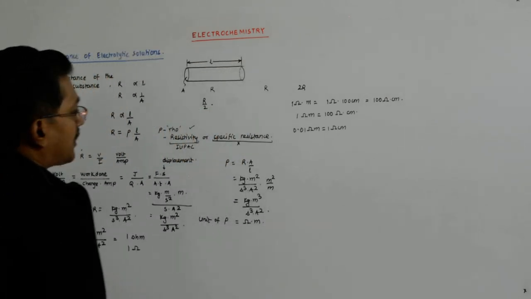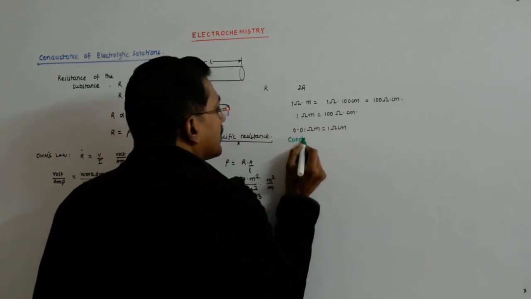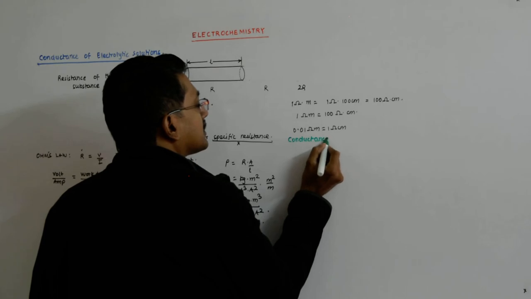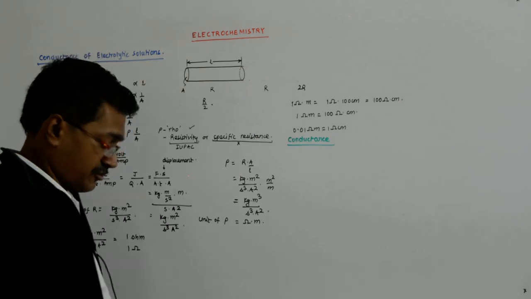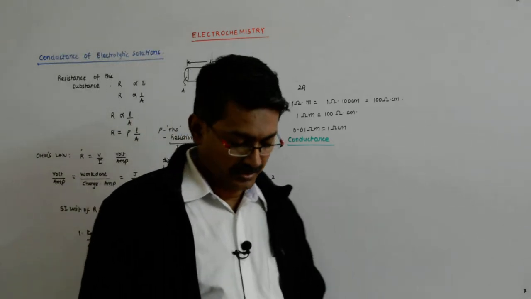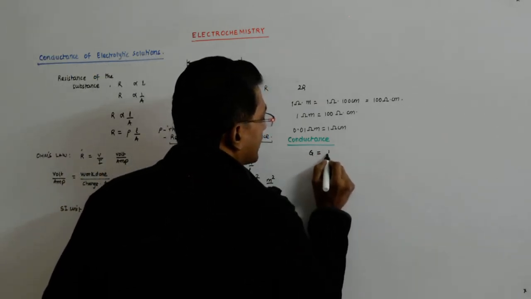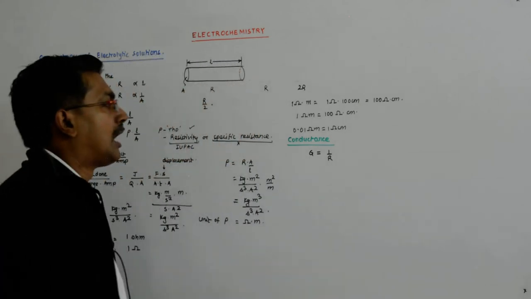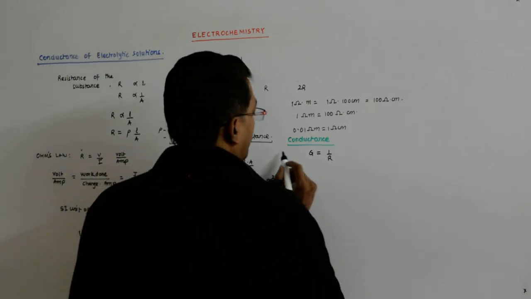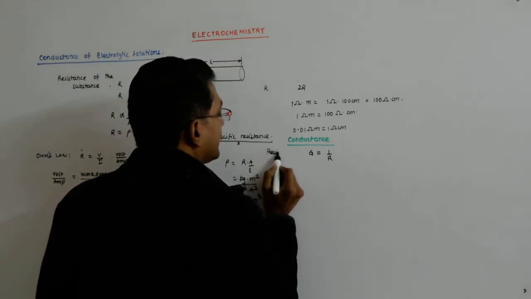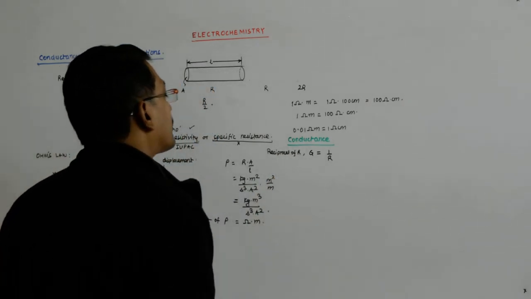Now we come to something called conductance, which is denoted by the letter capital G. Conductance, denoted by capital G, is actually 1 upon R. It is nothing but the reciprocal of R.